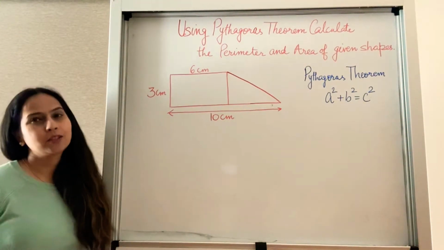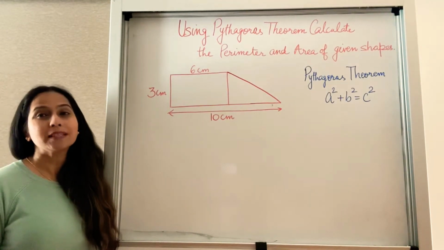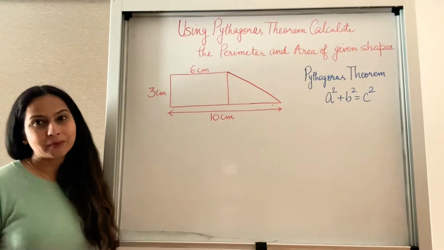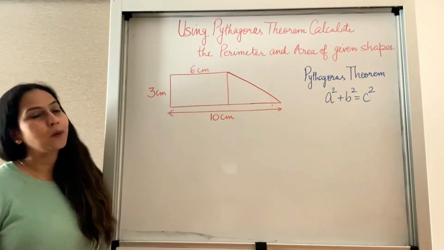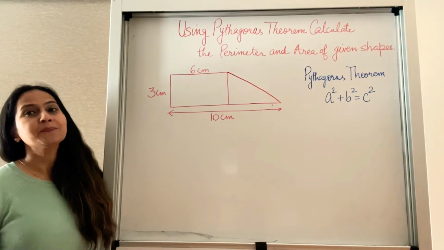So today we are going to learn the application of Pythagoras theorem. In our last video, we learned what Pythagoras theorem is and how we find the Pythagorean triplets. Alright, today we are going to use the Pythagoras theorem in solving the area and perimeter of the given shapes.